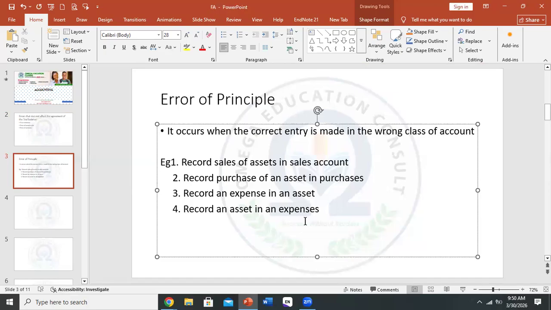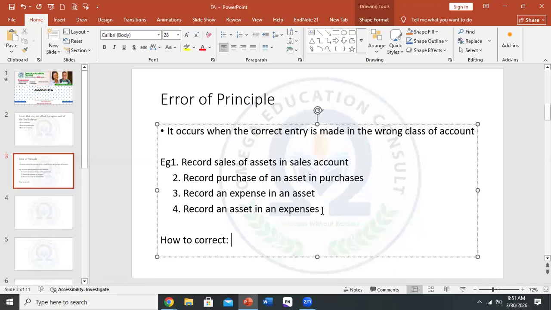Okay. Now, when you're able to determine this, how do you correct it? So let's look at how to correct it. Normally, it's similar to the error of commission, right? Commission is you put it in the wrong person, but here you are putting it in the wrong class. So to correct it, you have to pass an entry to cancel it in the wrong class of account, and then you pass an entry to put it in the right class of account.